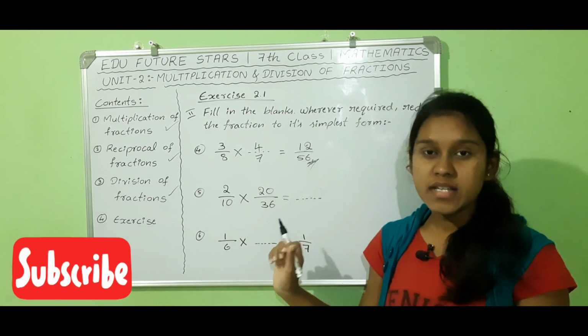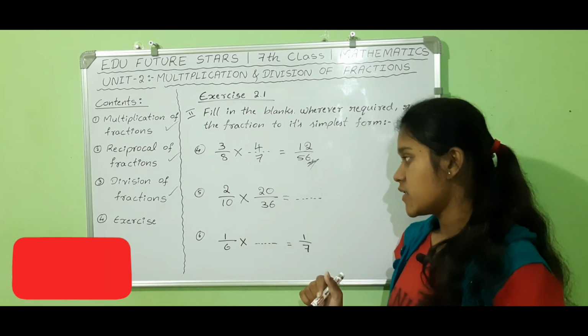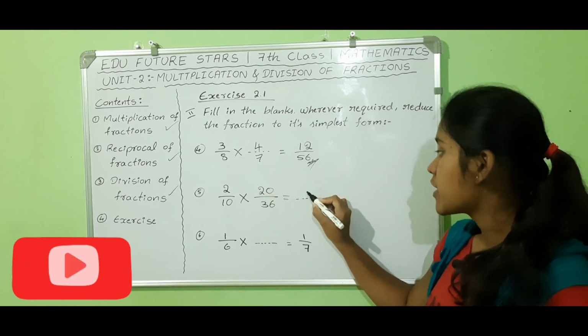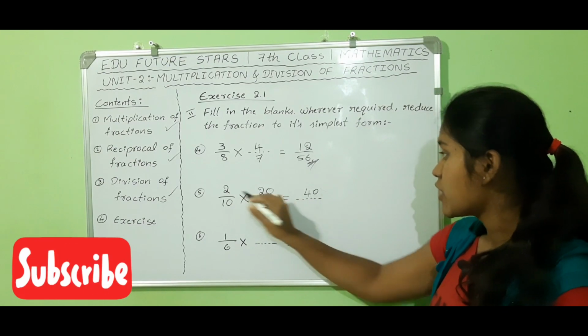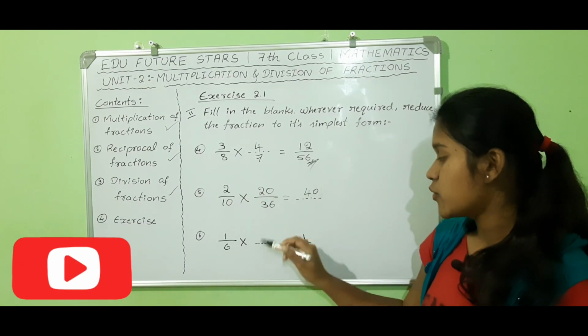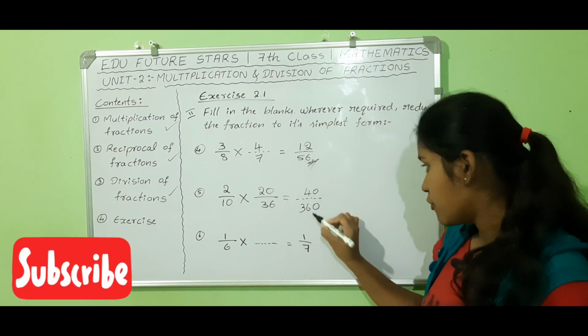Okay. See the fifth question now. 2 by 10 into 20 by 36. So what will we get? 20 into 2, how much are we getting? 40 we are getting. 2 twos are 4 and 0. Right. So let's multiply these two. 36 ones are 36 and 1 zero.